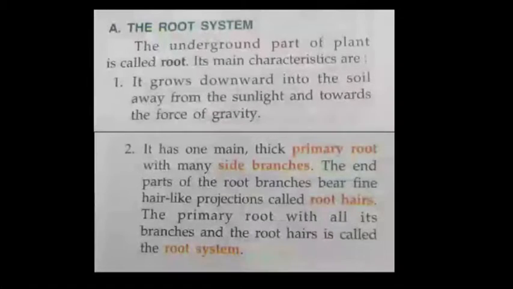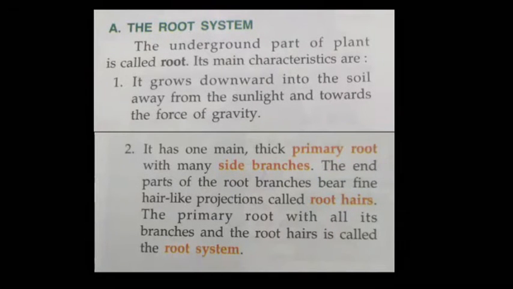The characteristics of root system are: the first characteristic is it grows downward into the soil away from the sunlight and towards the force of gravity. Second characteristic is it has one main thick primary root which has many sub-branches. The end of each sub-branch has fine hair-like projections which are known as root hairs. The primary root with all its branches and the root hair is known as root system.